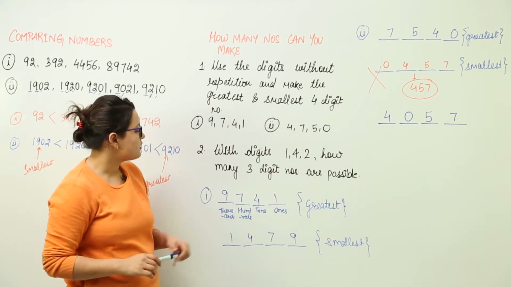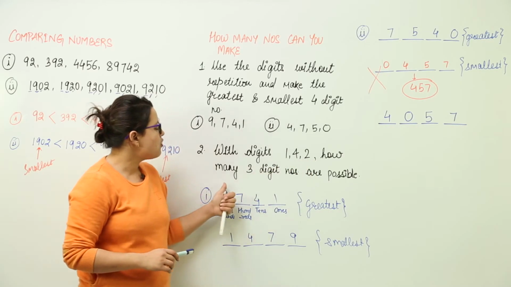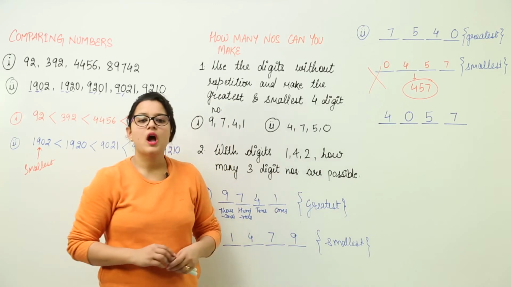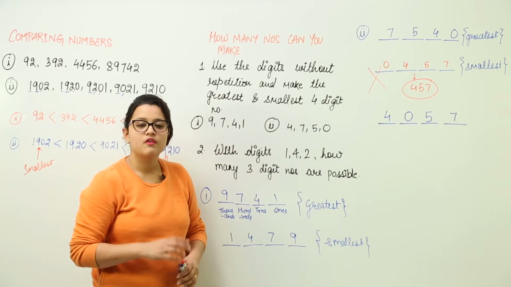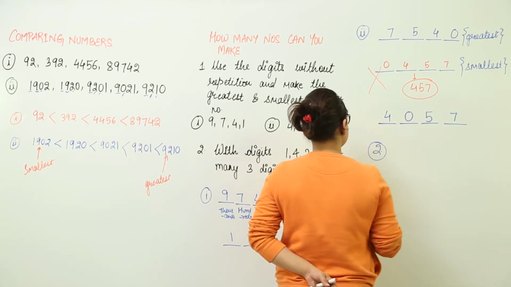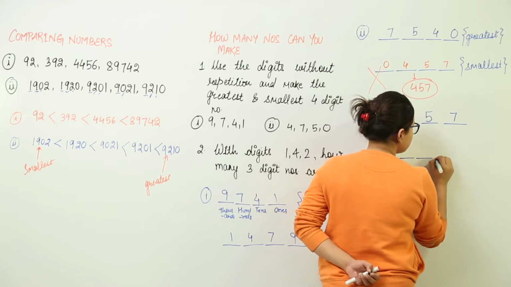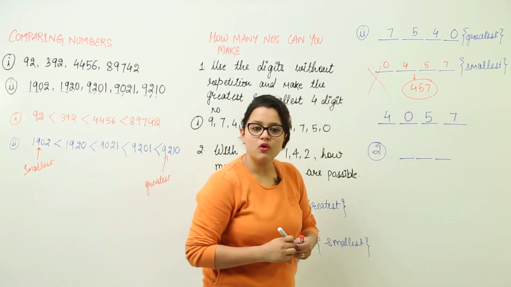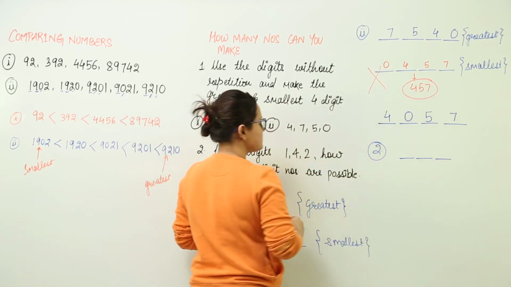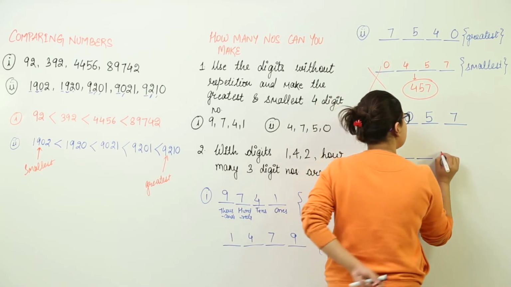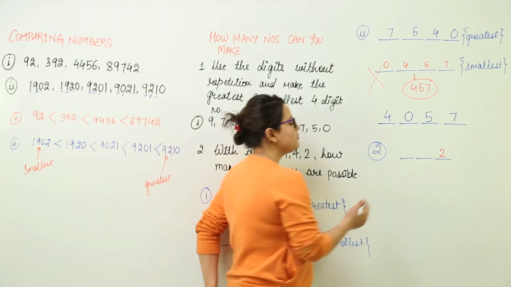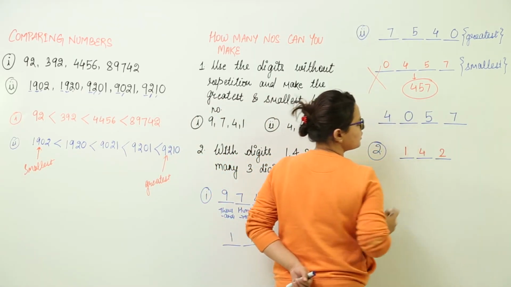Next we have the question: with digits 1, 4, 2, how many 3-digit numbers are possible? Now you have these 3 numbers with you. How many 3-digit numbers can be made? Very simple. There is a particular method of doing this. So let us do this. We will have to make a 3-digit number. So first of all, out of the 3 digits, we will fix 1 digit at the ones place. So I am going to fix 2 over here. What are the other 2 digits left with me? 1 and 4. So I will place 1 and 4.